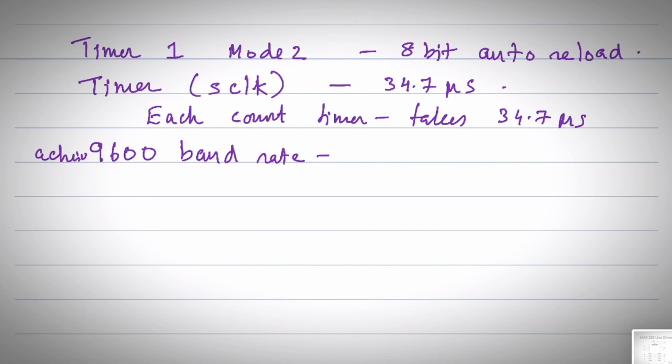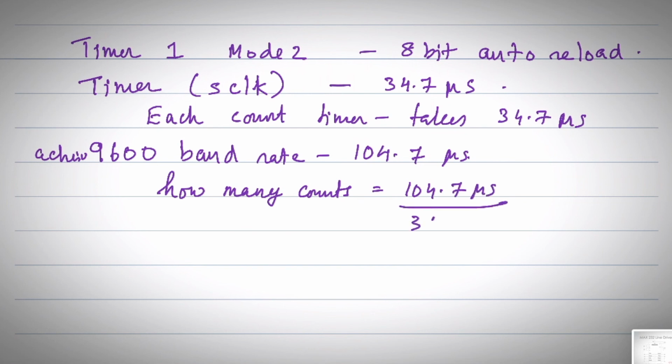And to achieve a 9600 baud rate, what should be the time period for each communication? It is 104.7 microsecond. That means how many counts are required to reach 104.7 microsecond? The count is 104.7 microsecond divided by 34.7, and this will become exactly 3. So basically you need 3 counts to lapse to get this baud rate of 9600 or to get this time period of 104.7.